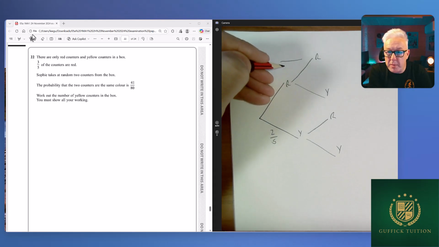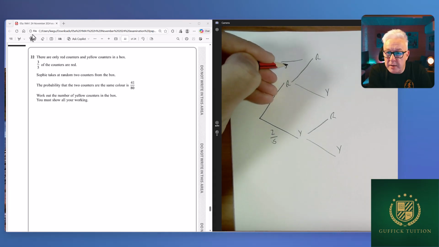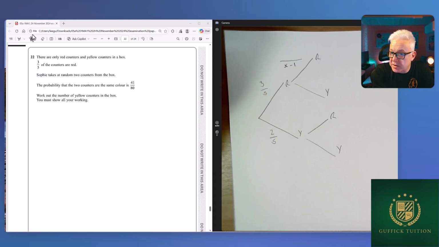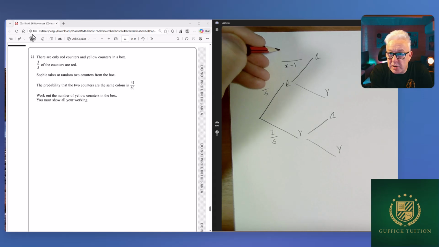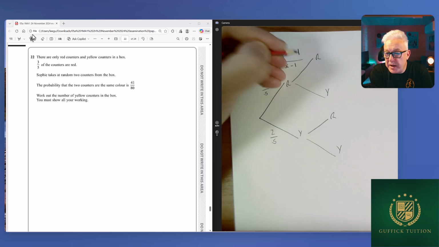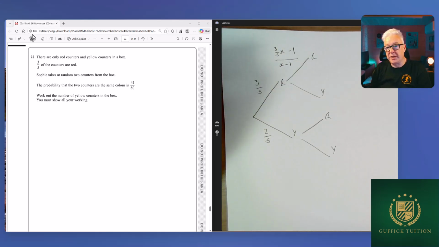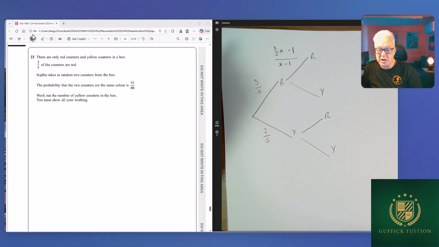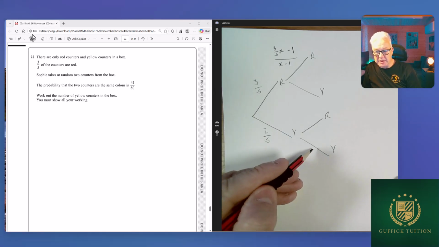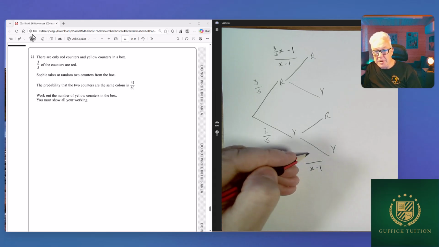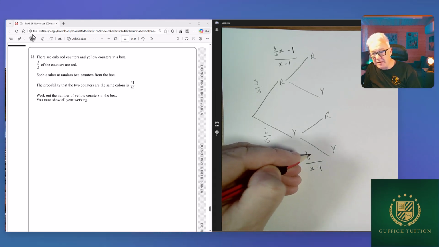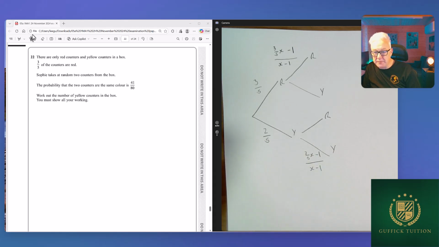So therefore, the probability here is going to have X minus 1 as our denominator, okay? And in the numerator, the total number of counters that were red was 3/5 of X. So then it's going to be 3/5 of X, minus 1. Now that, I think, is a super tricky idea, okay? Let's have a look down here for the yellow. The total number of counters is now X minus 1. The number that were yellow was 2/5 of X, but there is now 1 less, okay? Now I do think that that is really tricky.